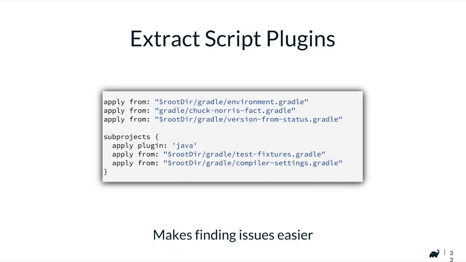So split things out, break them down into smaller plugins. You can do that with scripts, or we call them script plugins. So apply from this.gradle, that.gradle, which already makes finding issues easier. So if you look at this example here, you have the environment.gradle and the version from status.gradle. The build scan will tell me that version from status, for instance, that we saw earlier, was the bottleneck because it was executing on every subproject. So it made it much easier to pinpoint what the problem was. If I had just inlined all that code in this one script, I wouldn't see anything.